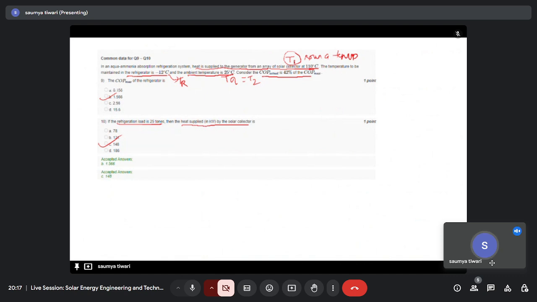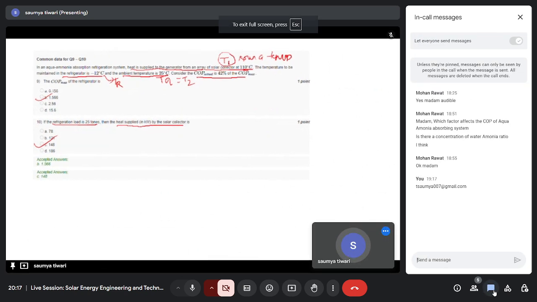Mohan has asked the question. So I hope this whole aqua ammonia absorption system is clear: how to solve this, how to calculate the maximum COP and actual COP, and how to calculate the actual heat required from the solar collector. Any doubt in this question?